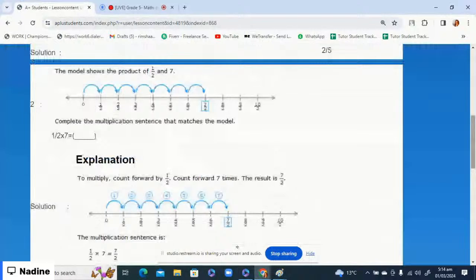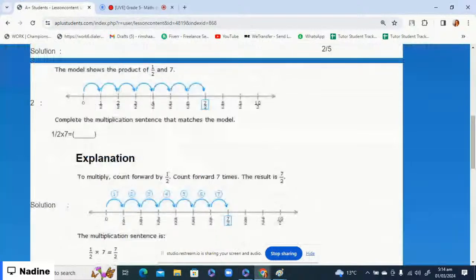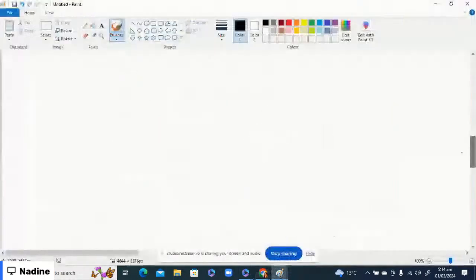Now this model shows the product of 1 by 2 and 7. What is the meaning of product? Product means multiplication. Okay. Product of 1 by 2 and 7. Here is 1 by 2 and here is 7. Let's multiply first of all, then check where it stops.